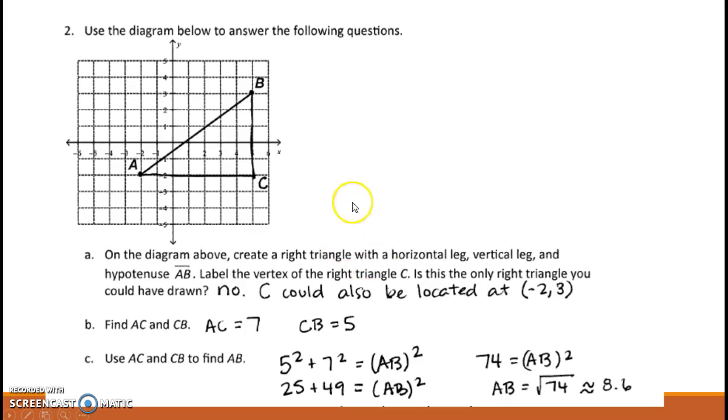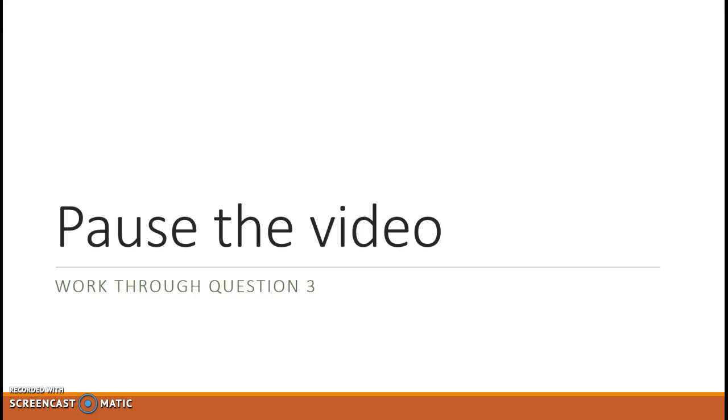And then all we're doing here is applying the Pythagorean theorem to find the length of AB. So 5 squared is a leg, 7 squared is a leg, AB is the hypotenuse. AB squared is 74. So in order to find the length of AB, we would undo that squaring or take the square root. The square root of 74 is approximately 8.6. Okay, again, pause the video and work through question 3, and then we'll come back and talk about it.